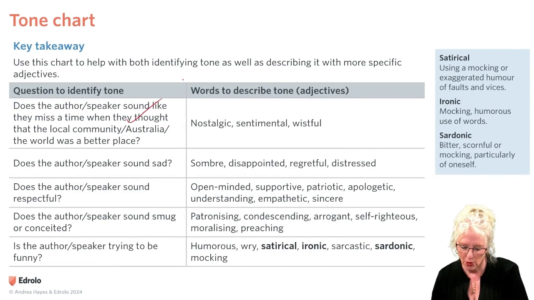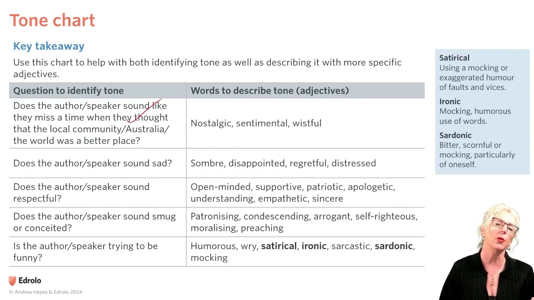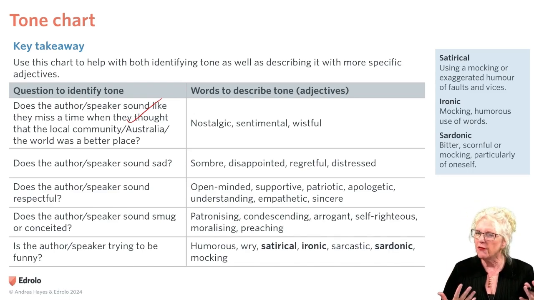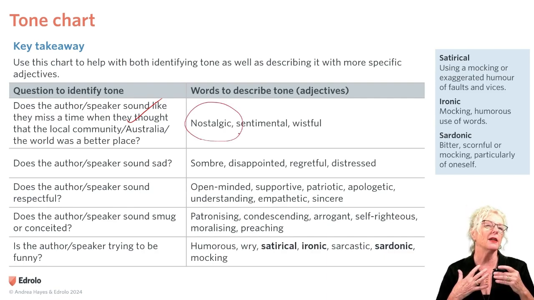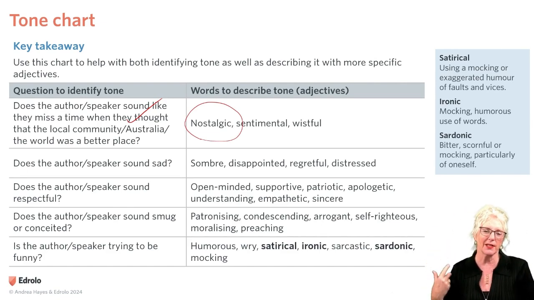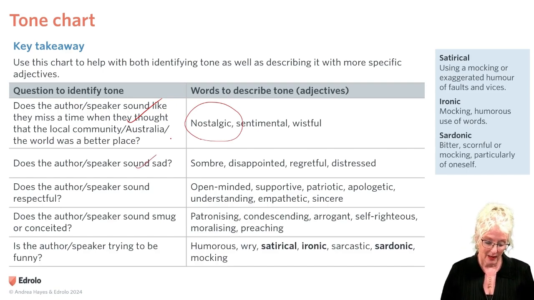More tone words. Do they sound like they miss a time when they thought the local community or Australia, the world was a better place? This is often in analysis texts. So good adjectives to describe it: nostalgic, like for a time past, wistful, they miss it, things like that. Does the author, speaker sound sad? Adjectives you can use instead there: disappointed, regretful, sombre.